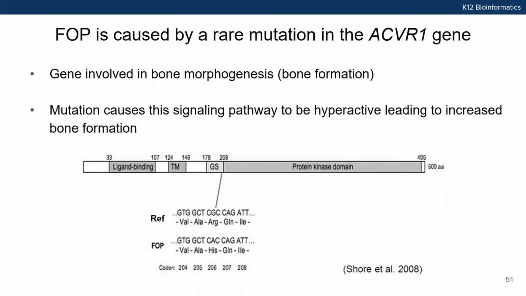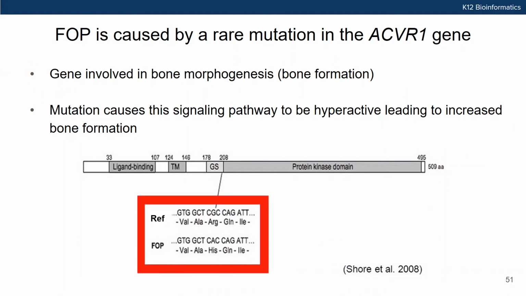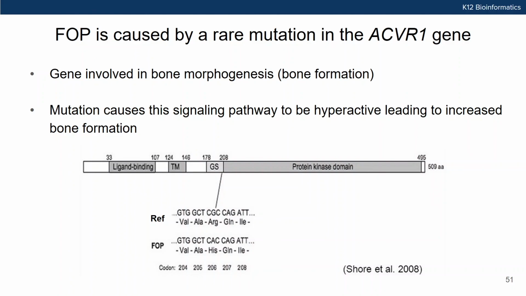When looking at genes involved in bone formation and growth, we notice a single base pair change in a gene called ACVR1. This gene functions in a process known as bone morphogenesis, or in much simpler terms, bone formation. We can see that when we align our FOP DNA to the reference, the G allele is changed to an A allele, which causes the translation of a histidine amino acid instead of an arginine amino acid residue. This single base pair change causes the bone formation pathway to be hyperactive, leading to increased bone formation and the debilitating FOP disorder.